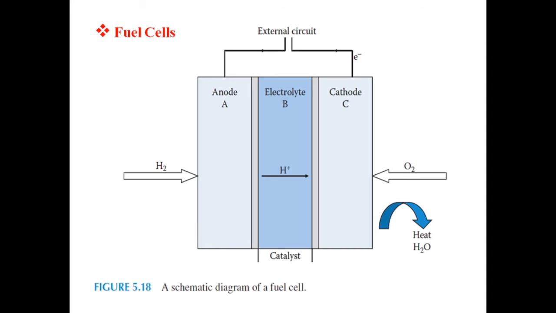The reduction of oxygen at the cathode is rather slow at low temperature. To increase the rate of reaction, an expensive platinum catalyst is incorporated into the carbon electrodes. If the electrolyte allows the passage of H plus ions, the cell reaction can be written here.